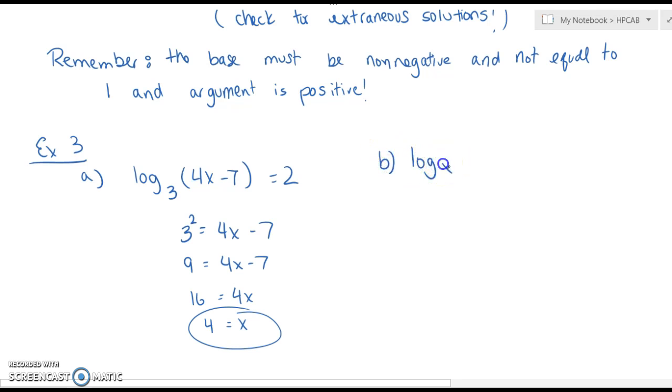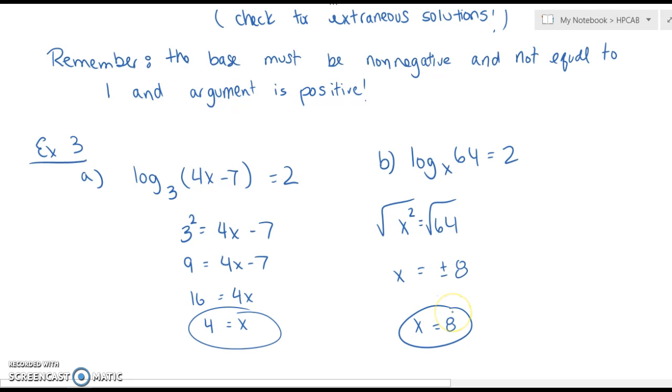Alright, log base x of 64 equals 2. Alright, rewrite that in exponential form. We'll have x squared equals 64. Normally you square root both sides and you'll have x equals plus or minus 8. Alright, but remember this is a base and the base can't be negative, so our only answer is going to be 8, not negative 8.